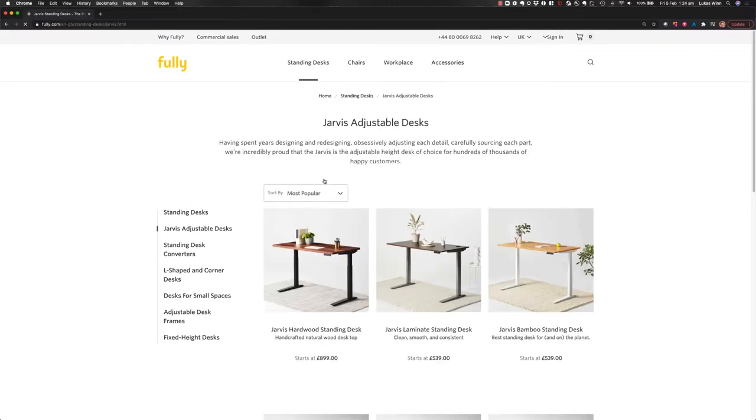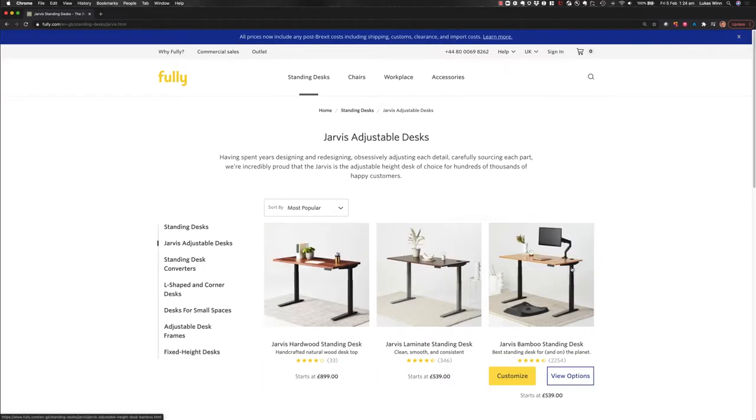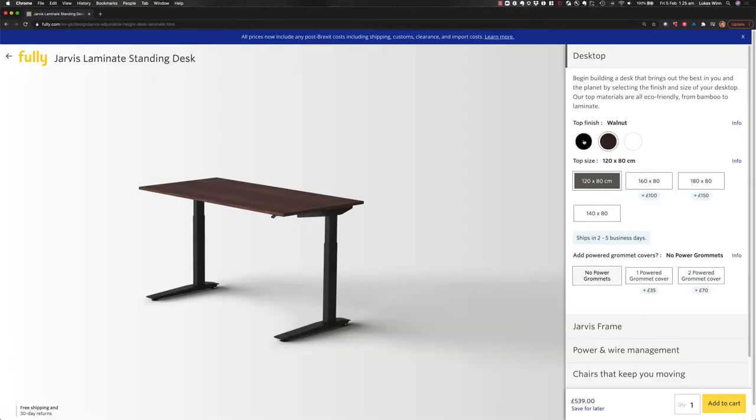Now, I could have gone with a standard bamboo desk, as that seems to be the go-to for tech YouTubers. However, I wanted something different, which would not only look visually appealing, but give a good contrast against the white walls in my office. I chose the laminate desk in the black top finish.